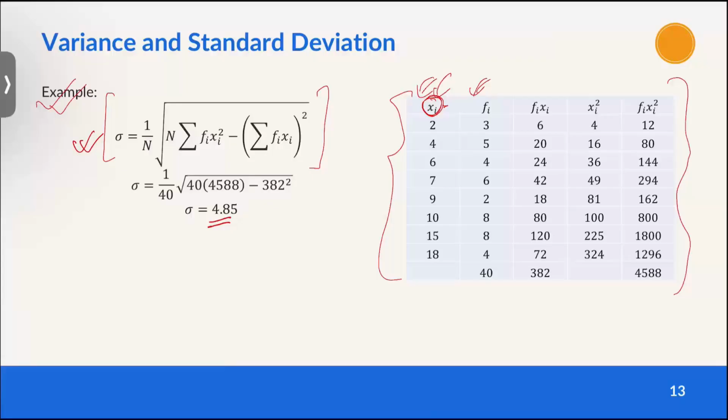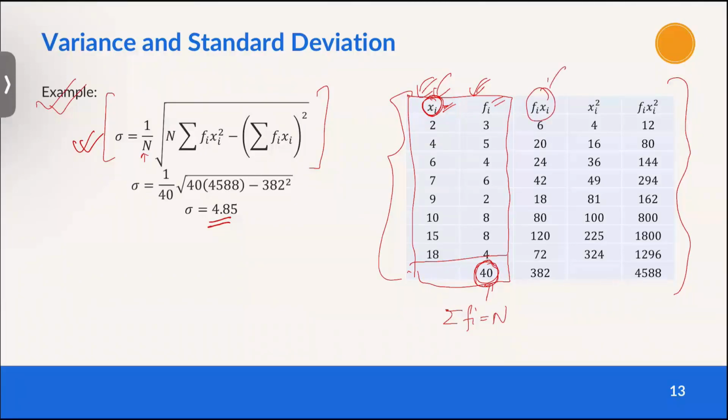Okay, so you see we have xi and we have fi. So these two values you will be given, up till this. What is 40? 40 is just the sum of fi, which is n. So n you require because n is in the formula. So you have to calculate fi times xi. We'll just multiply these two values, you'll get these values. Then we'll calculate xi squared.